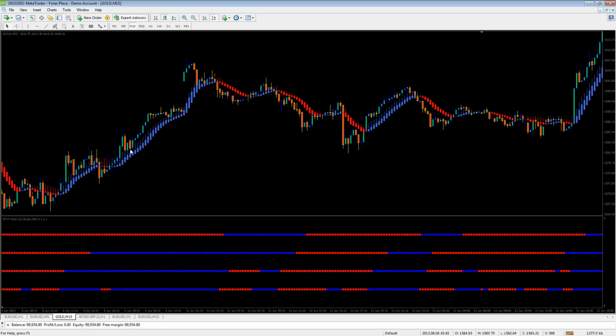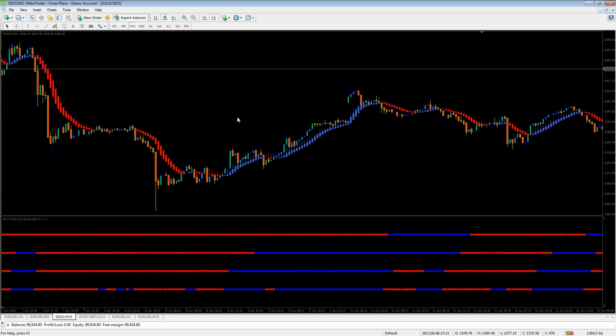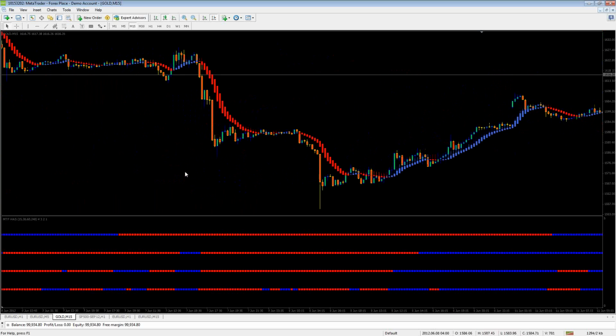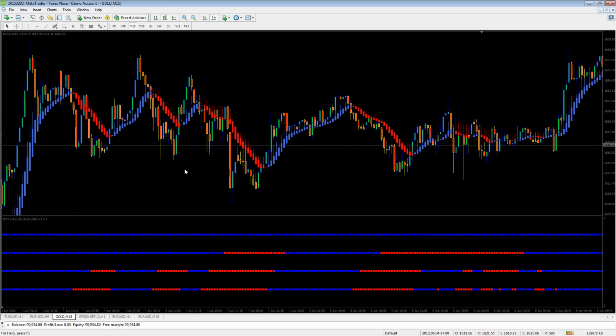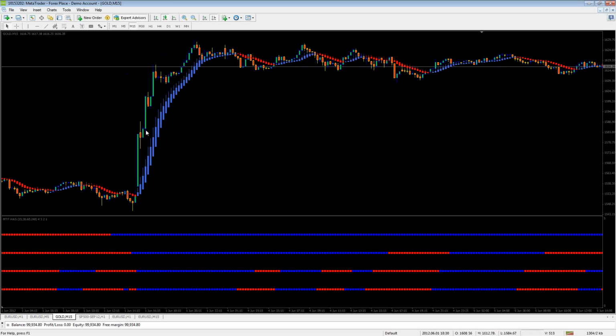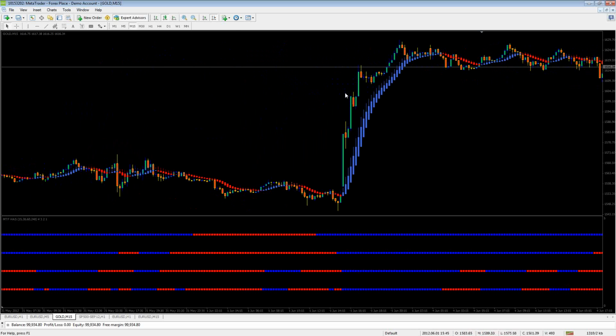Here again you can see support, support, support. Okay, you can see here resistance, resistance. So when the trend is strong, if the price goes back to the area of the moving average or the Heikin Ashi, it may find support there.